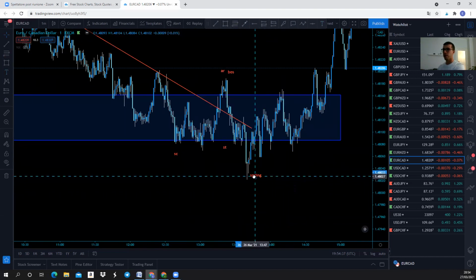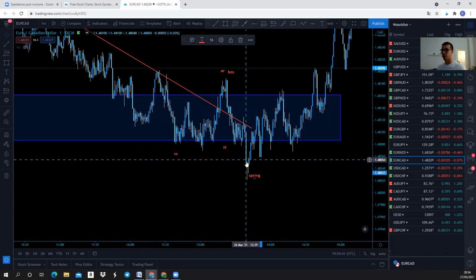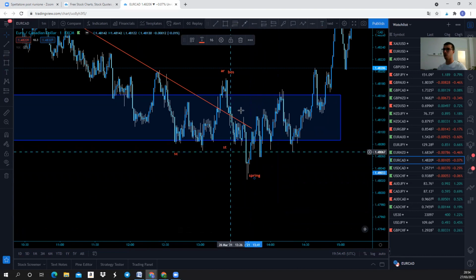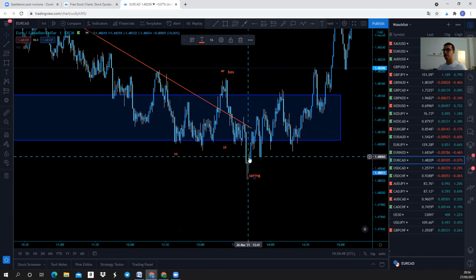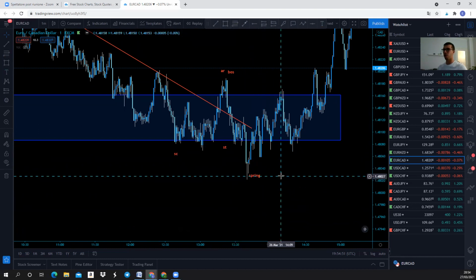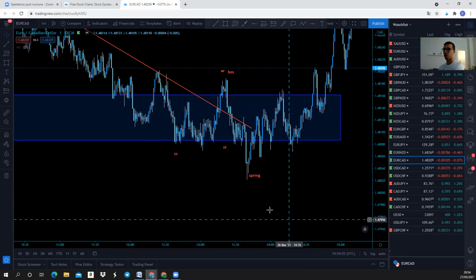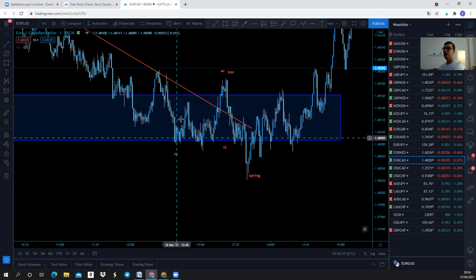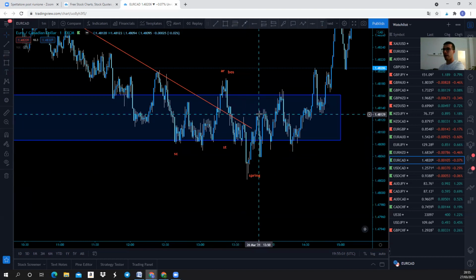Of course, when we get this move to the downside, we don't know if it is a spring. We cannot enter right here. Maybe it is a real breakout and we just keep going to the downside. So don't enter when you see this, okay? It will be very, very harmful for your account because sometimes we just have a breakout and we continue going to the downside. We understand that it is a spring once we come back.